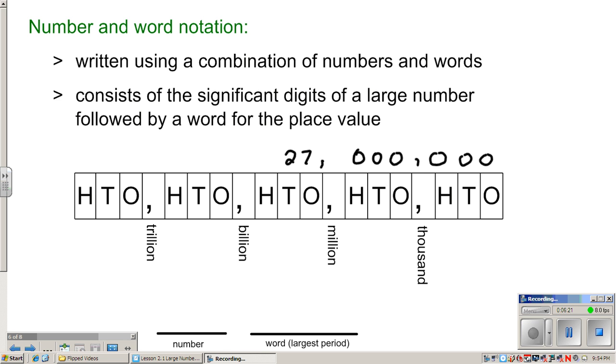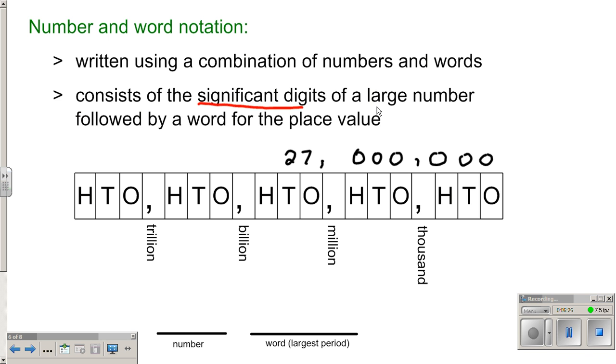What we're going to be looking for is the significant digits of a large number. You look for the largest digits you have and the first period that separates them from the rest. In this case, we have our 27 in our millions period, and zeros in the rest. So we take our significant digits, which are 27, they go where the number goes, and we write the word million. So just like the title says, number and word notation is a combination of numbers and words.